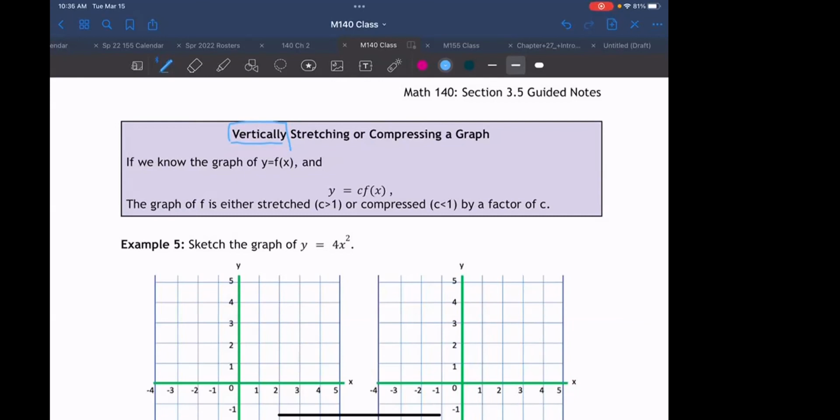And I don't know why I'm losing my train of thought here, but maybe I should go to my notes here.